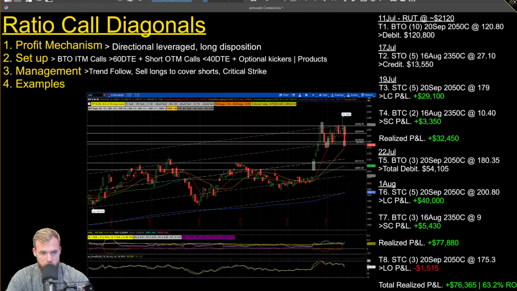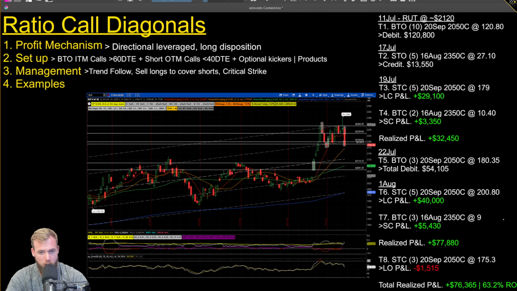So then the unwind. On the 1st of August, we had this big giant red down day. So the next trade was selling 5 of the 20 SEP 2050 calls for 280. So that was earlier in the day when we were up here, just as we broke below this support. So that netted 40,000 bucks. And I closed out the remaining 3 calls at that point. Again, going back, I do not want to have 3 long calls and 3 short calls. So I just took the 3 calls down because I kind of had a suspicion I was going to be getting out of this trade based on the velocity.